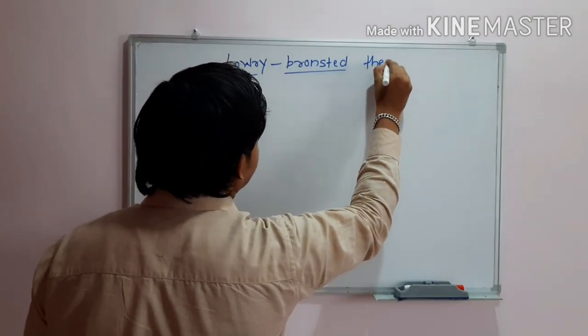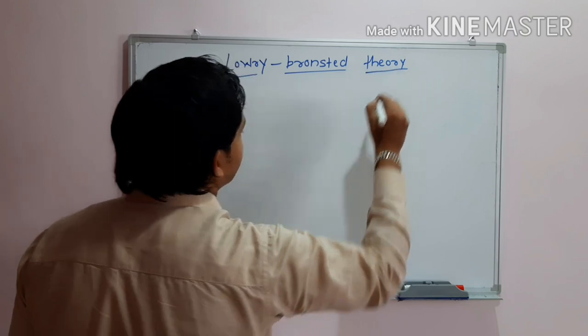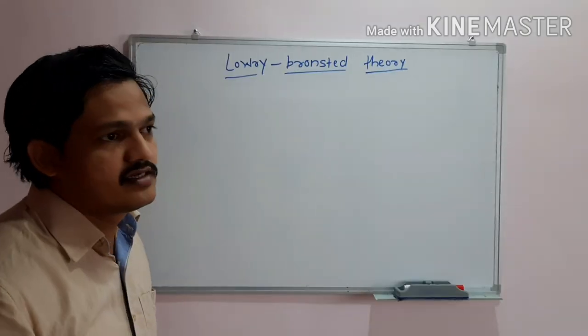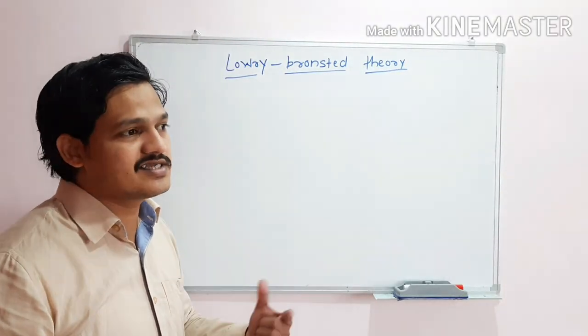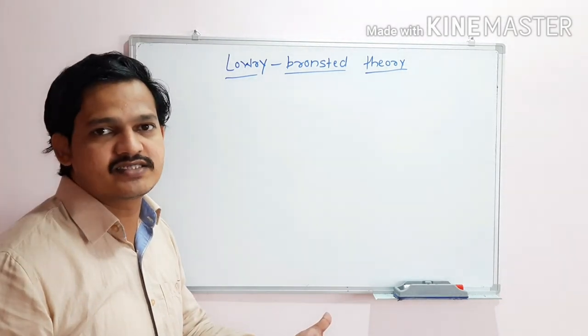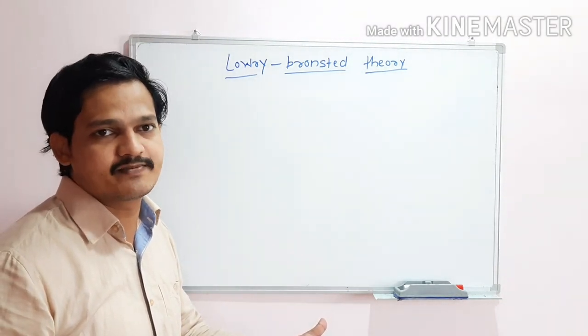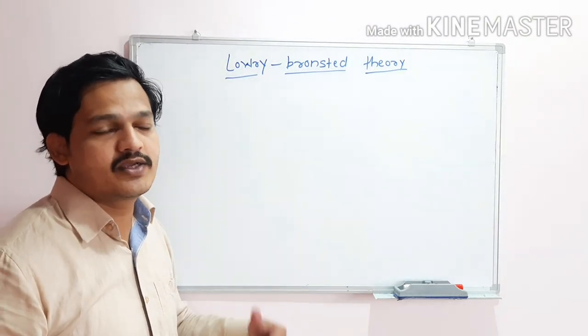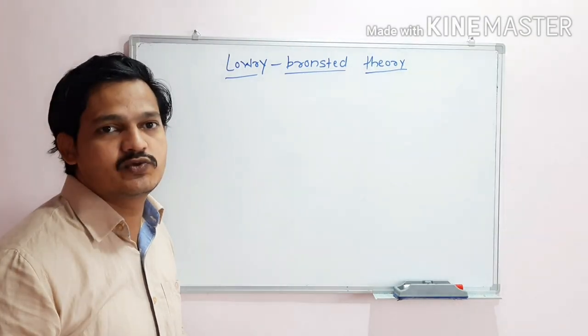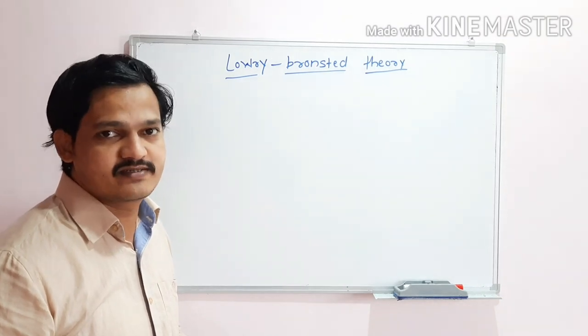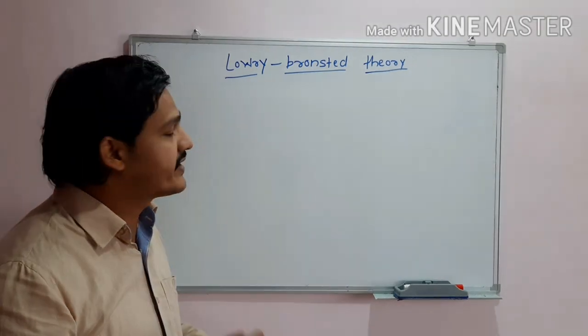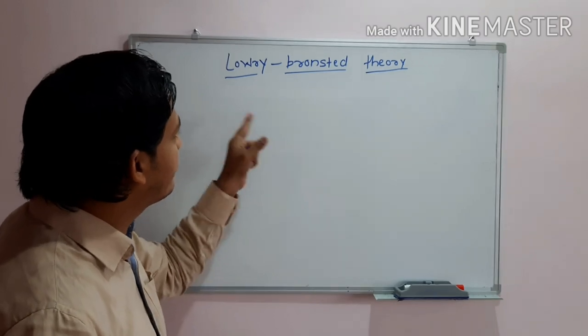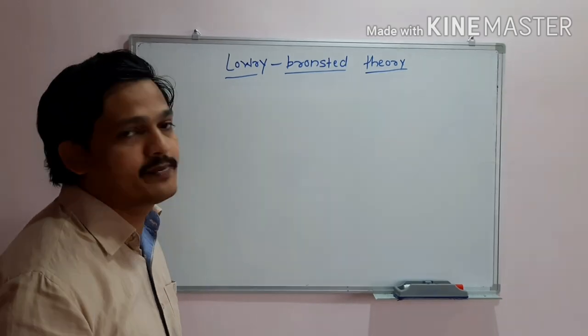Lowry-Bronsted theory. In Arrhenius theory, Arrhenius tells that the substance which contains hydrogen and gives H plus ions in its solution is called an acid. The substance which contains a hydroxy group and gives OH minus ions in its solution is called a base. Now, further updation is given by Lowry-Bronsted.